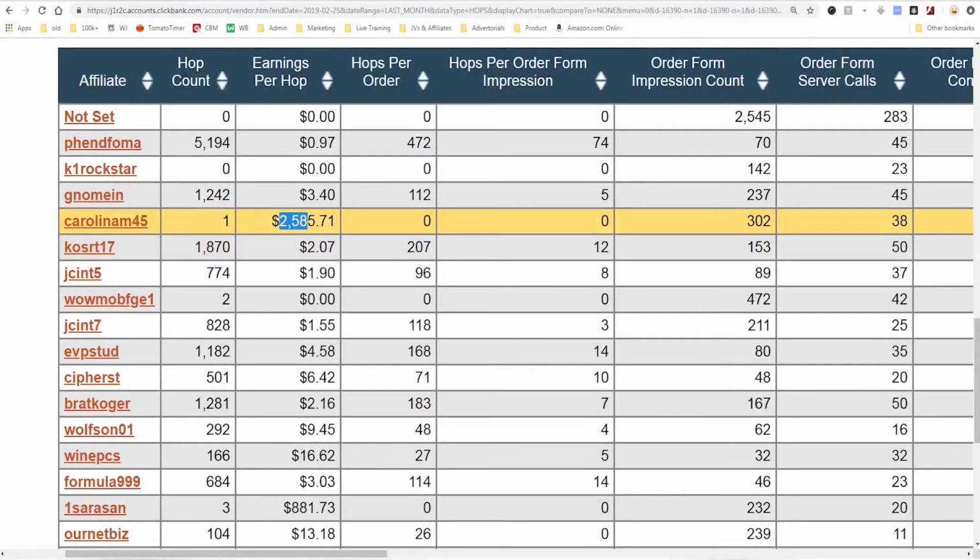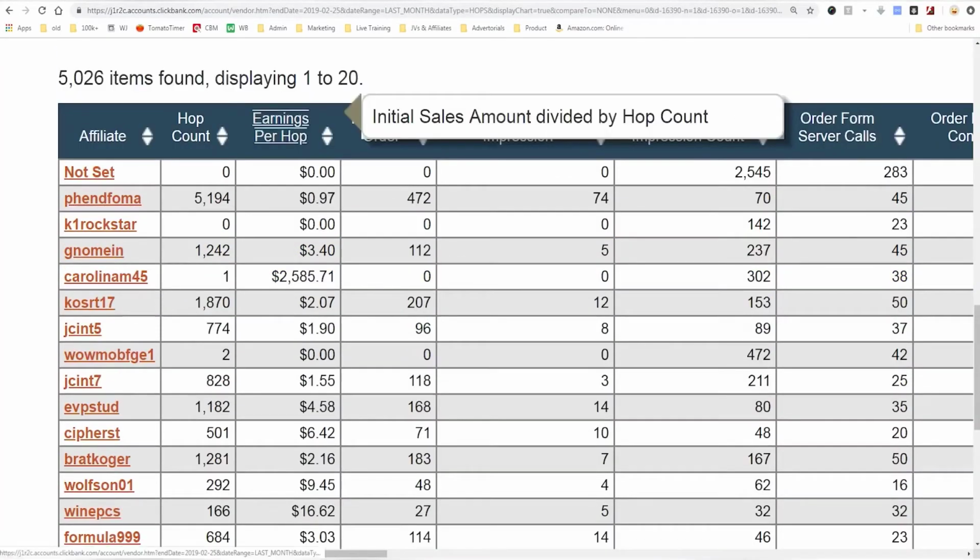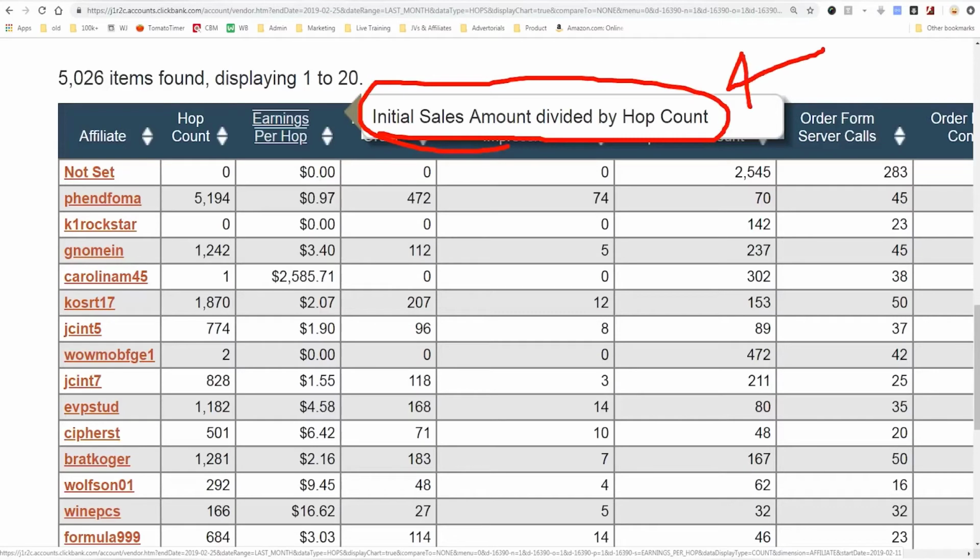There's some flukes in here. I don't know how this was caused. But in Clickbank, they don't call it a click, they call it a hop. So it's actually EPH, I guess, earnings per hop. And you'll see it says the initial sales amount divided by the hop count. Now, the reason why affiliates promote my program is because I do very well at monetizing my traffic. People make a lot of money if they're advertising my program on Clickbank.